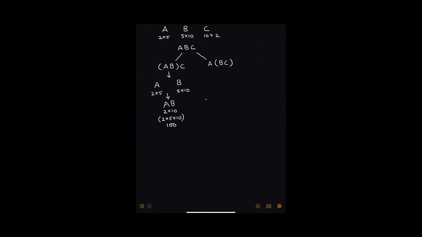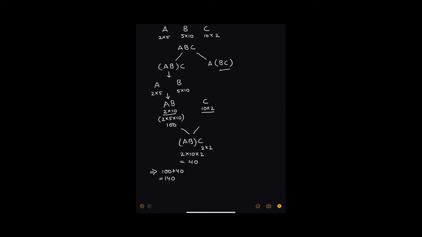multiplications. Then I multiply this AB matrix with the C matrix of 10 cross 2 dimension, and I would get a matrix ABC of dimension 2 cross 2. We consider this dimension to calculate the number of multiplications. So this will become 2 into 10 into 2, which is equal to 40. So the total number of multiplications we got was 140.